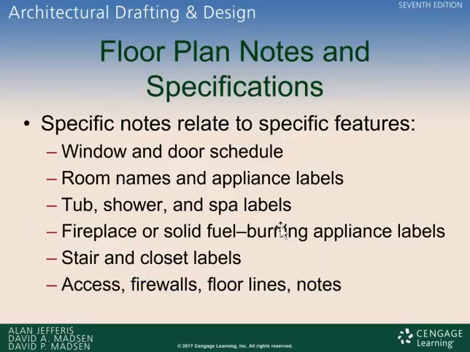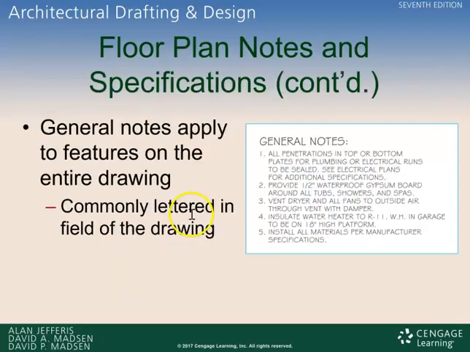Now, let's talk a little bit about floor plan notes and specifications. Specific notes relate to specific features, and most common are window and door schedules, room names and appliance labels, tub, shower, and spa labels, fireplace or solid burning appliance labels, the stair and closet labels, and access firewells, floor lines, and notes. Some are local, so they'll go on the page that you're working on. So you might be working on the interior doors, and you'll need the note right there.